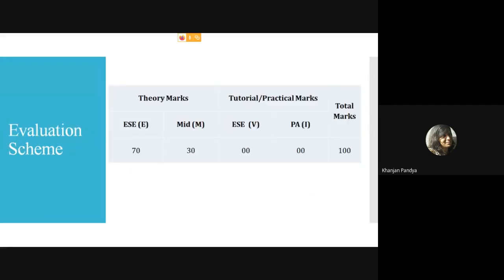Then the evaluation scheme. We are having a tutorial examination of 70 marks and a mid semester of 30 marks. So this is the evaluation scheme. We don't have any practical marks or viva marks, so we are having a total of 100 only. It is very much necessary for you to understand each and every topic I am teaching and cover maximum marks in the mid semester.